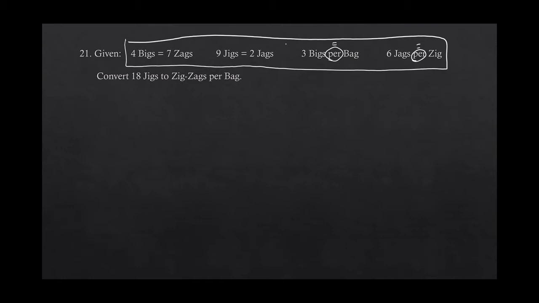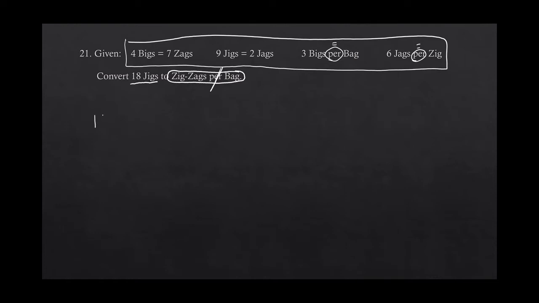So the actual question says to convert 18 jigs to zigzags per bag. So we're converting the 18 jigs. We want to end up with zigzags per bag. And remember that per, in this case, would be the fraction bar. We want to end up so that we have zigs and zags in the top and bag in the bottom. All right, this all sounds really crazy, so I'll try to be very clear and enunciate well.